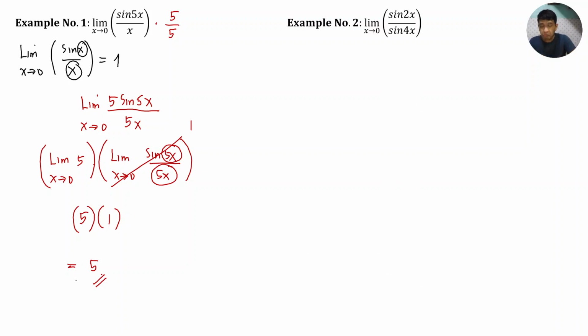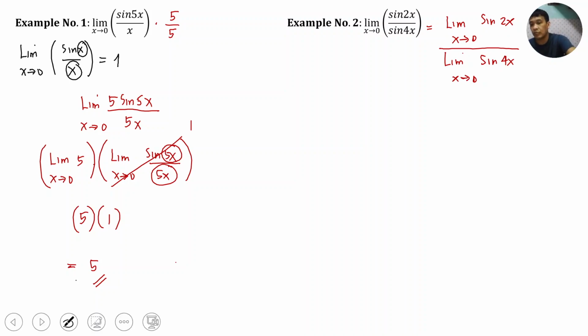So, example number 2. We have the limit of sine 2x all over sine 4x as x approaches 0. So what we will do is use the limit of a quotient. So that is the quotient of their limits. So this can be written as the limit of sine 2x as x approaches 0 all over the limit of sine 4x as x approaches 0. So para magamit natin to, kailangan magkaroon ako ng 2x sa denominator.